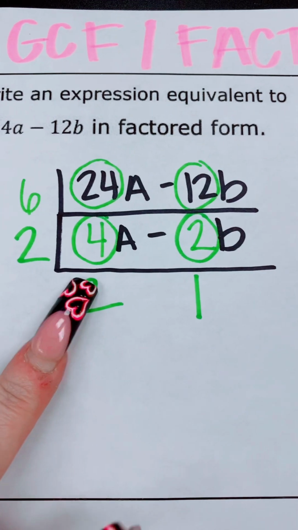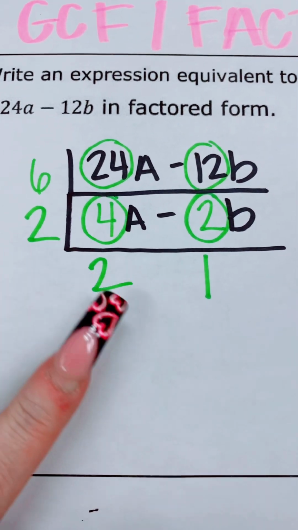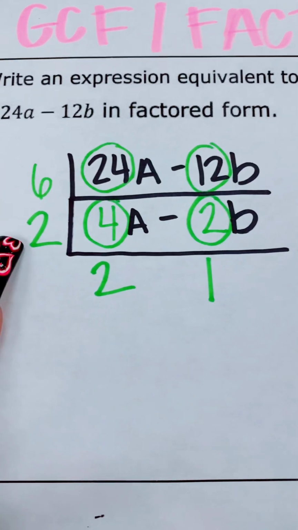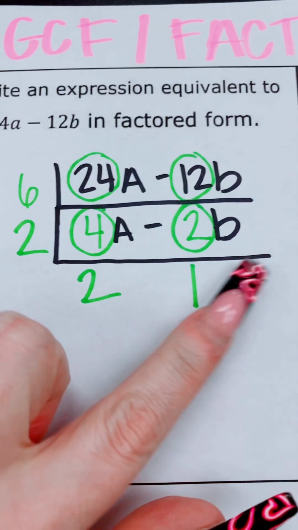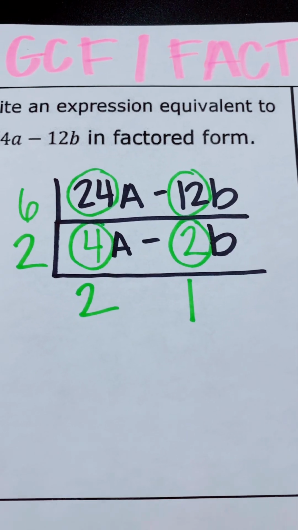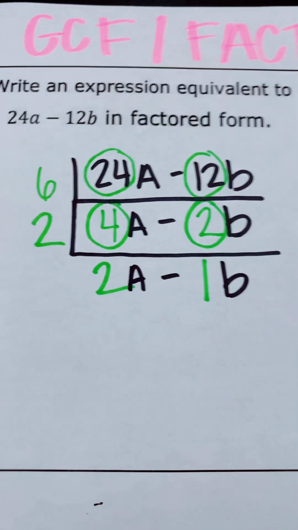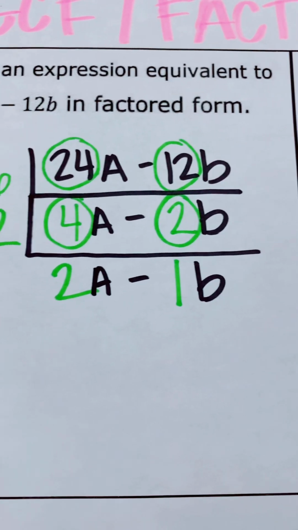I notice that 4 and 2 can both be divided by 2. So 4 divided by 2 is 2, and 2 divided by 2 is 1. Make sure you keep your variables and your operation all the way down through the ladder. Now that my numbers are finished, I need to focus on my variables.